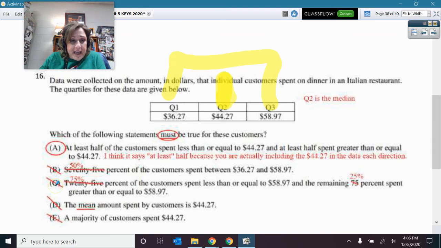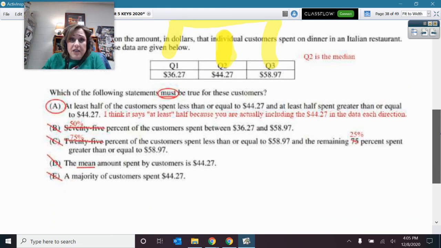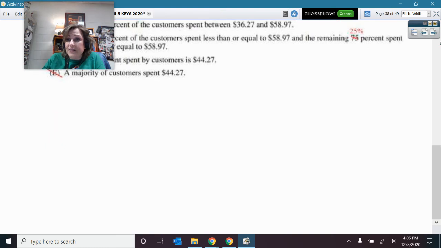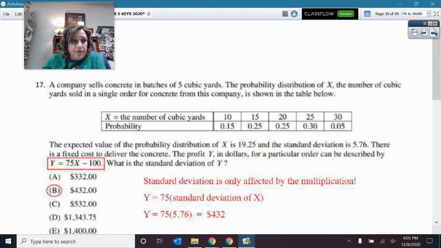C is the same thing. 75% spend less than 58.97, and the remaining 75%, oh, gotcha. So it says 25% below Q3. No. D says the mean is 44.27. No, that's not the mean, that's the median. And E says the majority of customers spend 44.27. We don't know. That's just the location of the 50th piece of data, or 50th percentile.